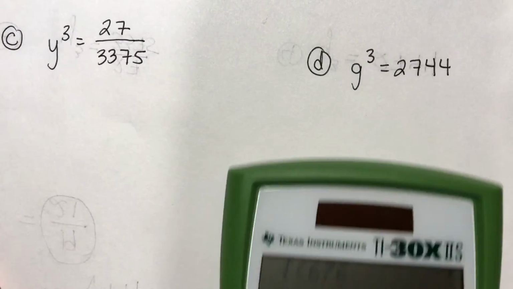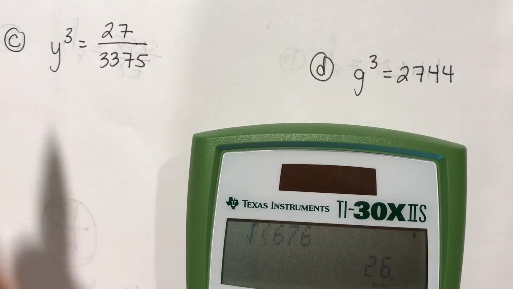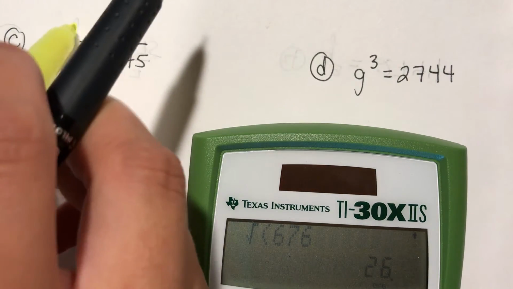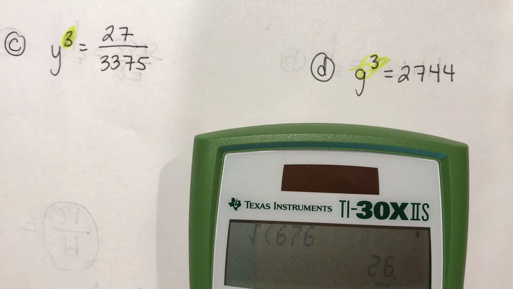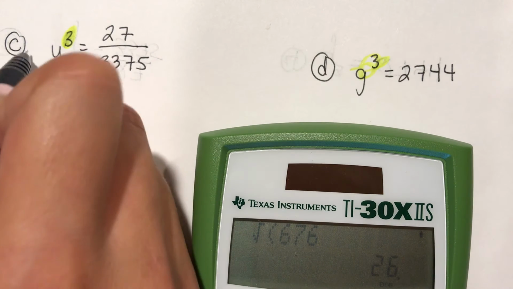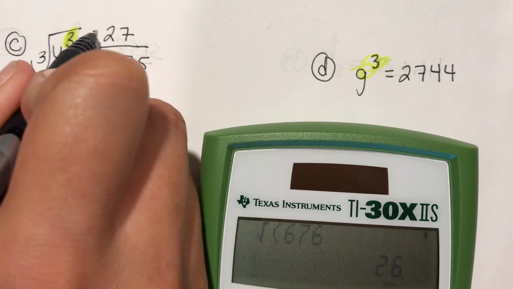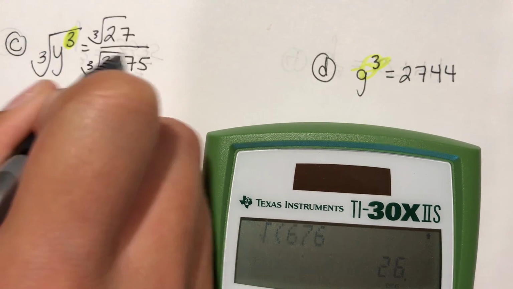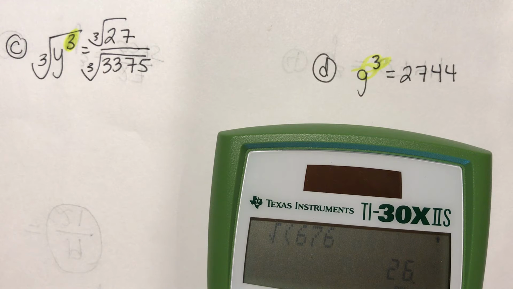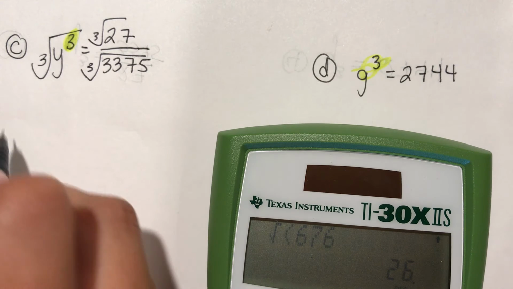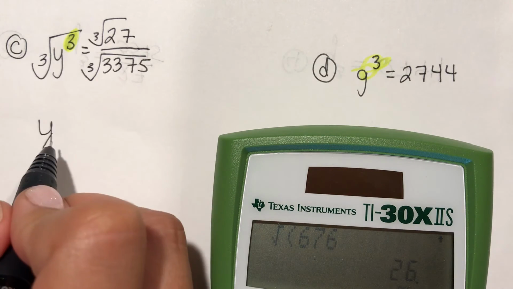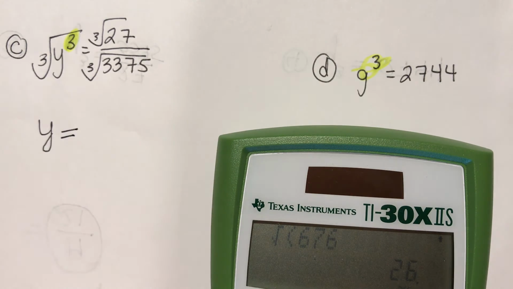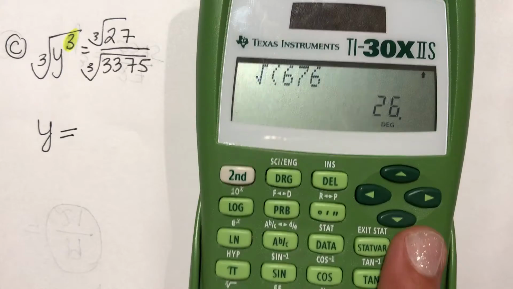Notice how in these examples down below, the exponent is a 3. Please make sure that you account for that 3 because the opposite of cubing something is cube rooting it. So in order to get this y by itself, I have to cube root both sides. However, note that it's a fraction, so you have to cube root the top number as well as the bottom number.